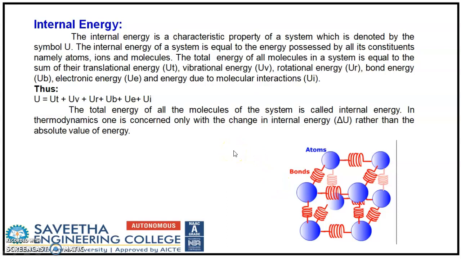Next is internal energy. It is a characteristic property of a system which is denoted by the symbol U. The internal energy of the system is equal to the energy possessed by all its constituents, namely atoms, molecules, and ions. The total energy of a molecule in a system is equal to the sum of its translational energy, vibrational energy, rotational energy, bond energy, electronic energy, and energy due to molecular interactions.